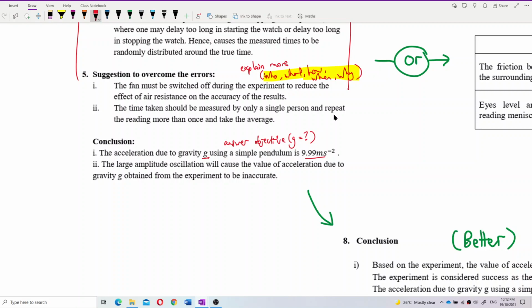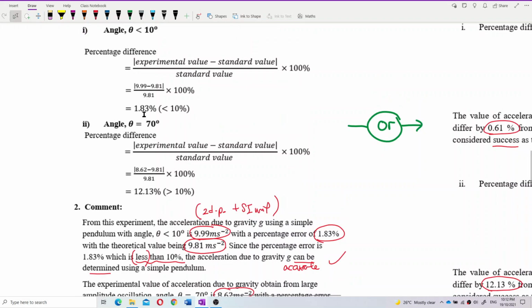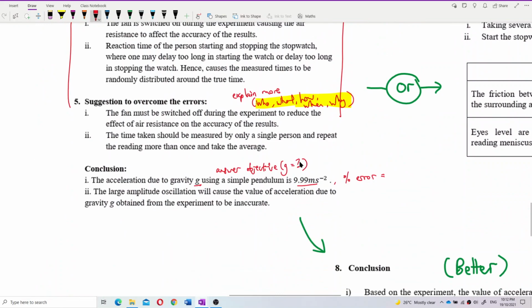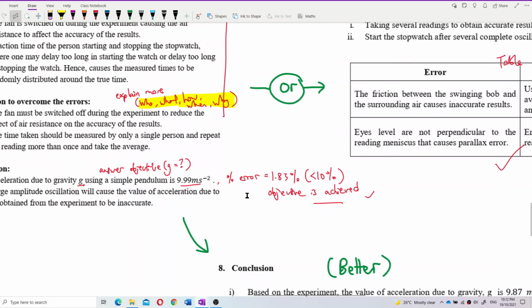Okay, good. But you must also give the percentage error. You must state the percentage error. What's your percentage error? Your percentage error just now is 1.83%. Now you must state this. Percentage error 1.83%, which is less than 10%. Then you must say the objective is achieved or not. Objective is achieved. You must state this in the conclusion.